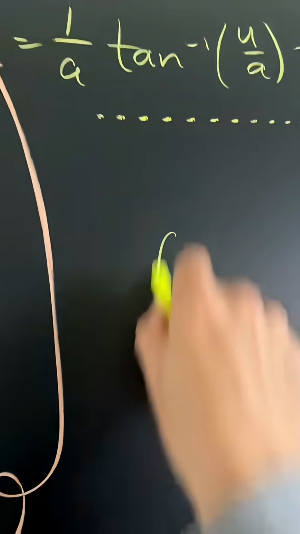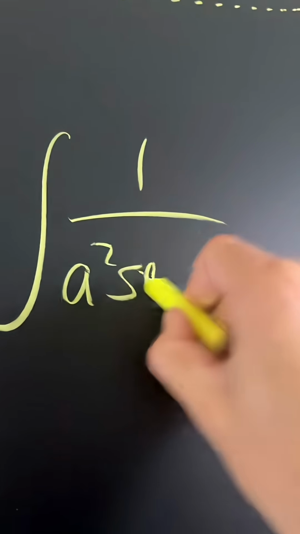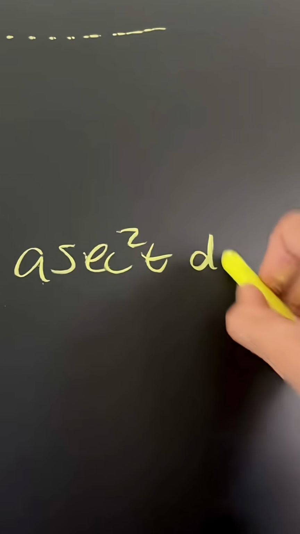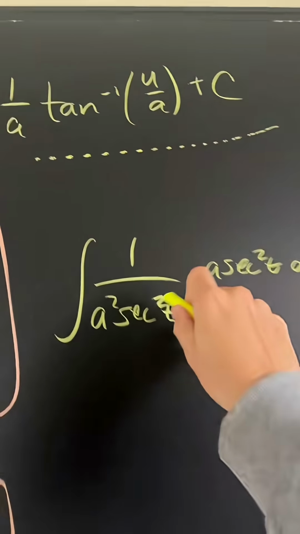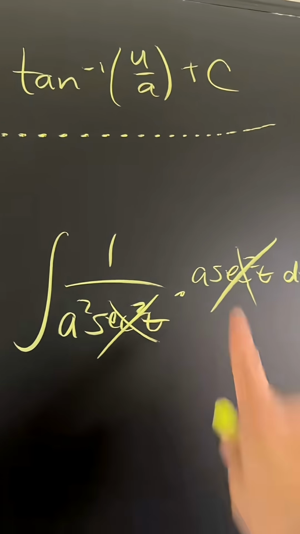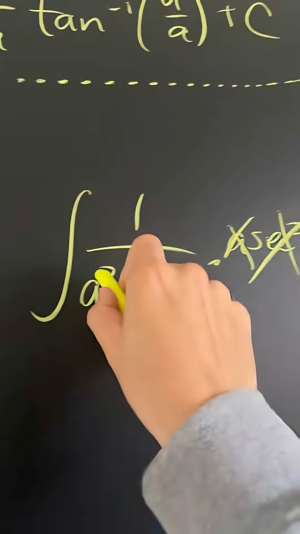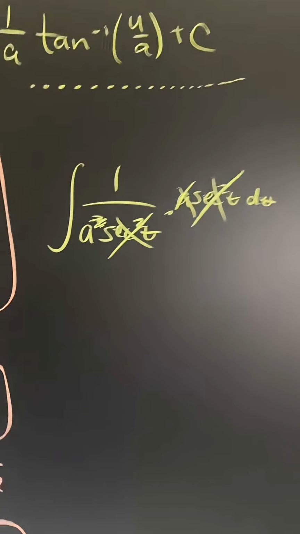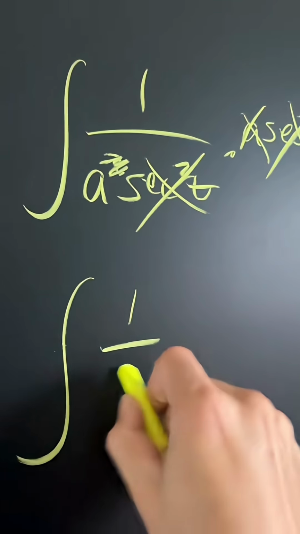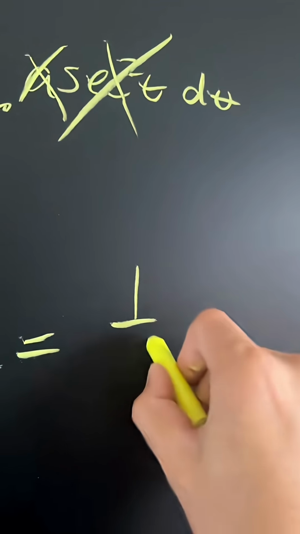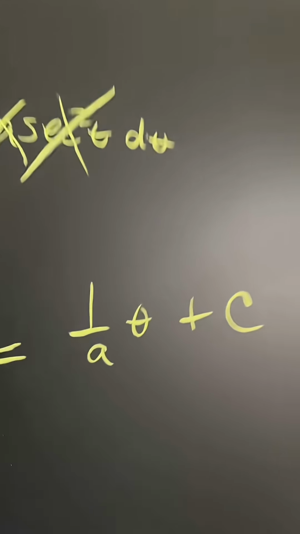Now we have the integral of 1 over a squared secant squared theta times a secant squared theta d theta. And look what's going to happen. The secant squares cancel out, which is really nice. There's an a on the top and an a squared on the bottom, so one a on the top is going to cancel out, and we're just going to be left with an a on the bottom. So this becomes 1 over a d theta. This will simply become 1 over a theta plus C.